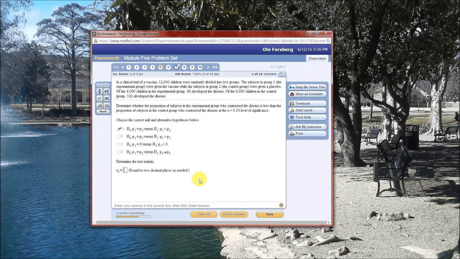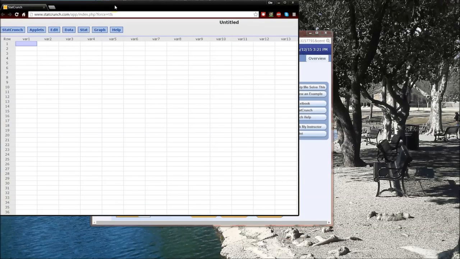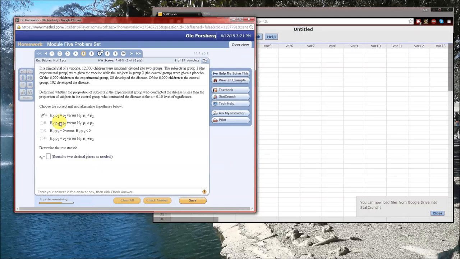Determine the test statistic. To determine the test statistic, let's go into StatCrunch, because it's always better to have the computer do the calculations instead of me, because I have trouble poking buttons on a calculator, apparently. So let's bring in StatCrunch, and notice this is the new StatCrunch. I still have trouble with my Java. This is a two-sample proportions test. We know that because we're comparing proportions from two samples.